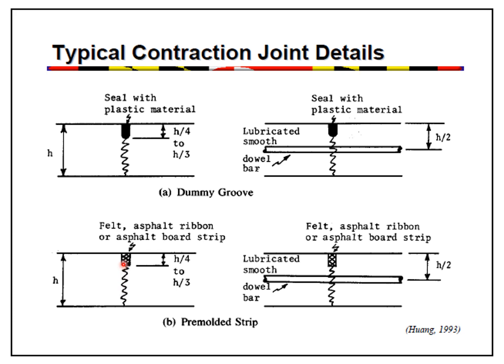felt or asphalt ribbon or asphalt board strip has been inserted at the top, and again you can see that this insertion is from h by 4 to h by 3. This pre-mold strip type of contraction joint is without dowel bar, but here you can see that the dowel bar has been placed at the mid of the slab.